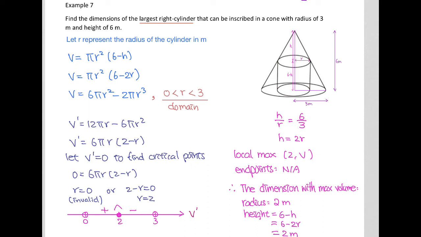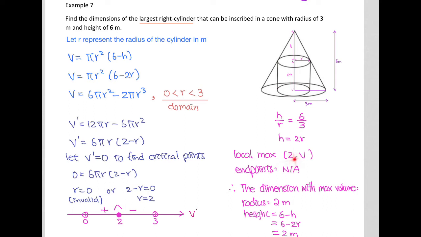On the left hand side is positive means increasing, right hand side is negative means decreasing, so we are going to have a local maximum at r equals 2. After we have the local maximum, we have to check with our endpoints. Because there's no equal sign on the inequality for the domain, that means the endpoints are not being included, therefore not applicable. Therefore, we know the maximum volume will happen when radius equals 2.